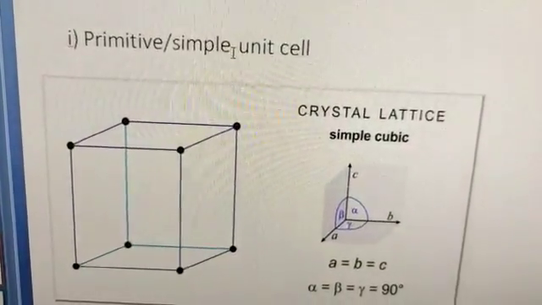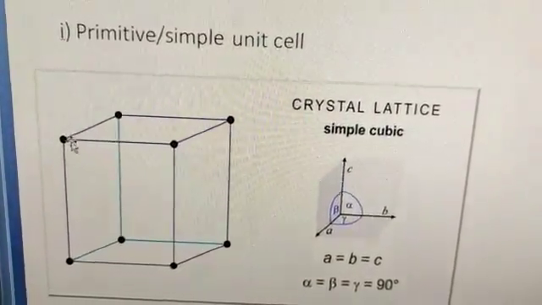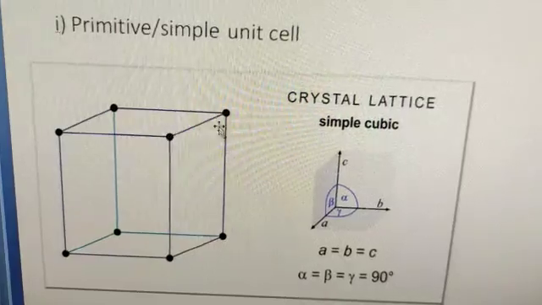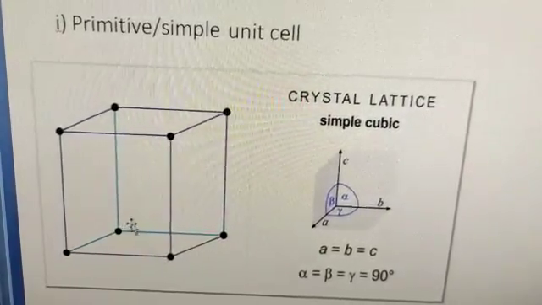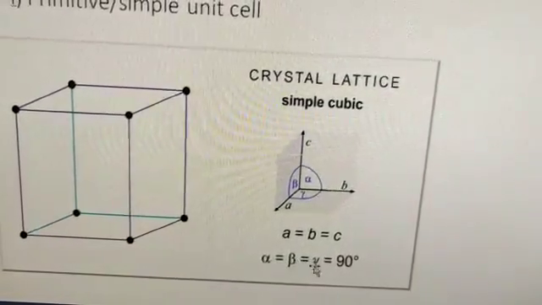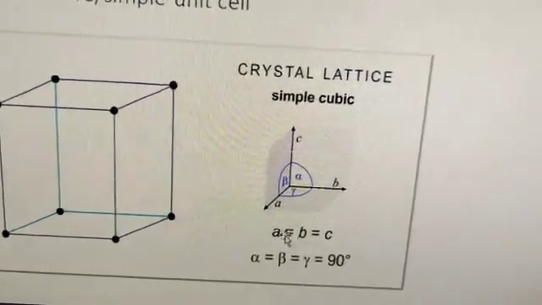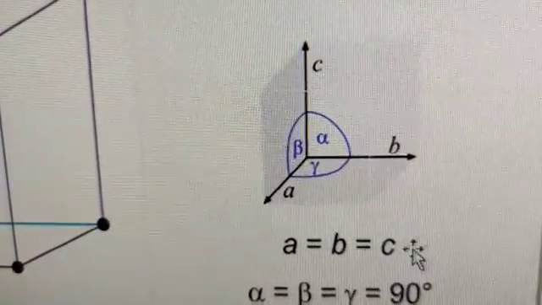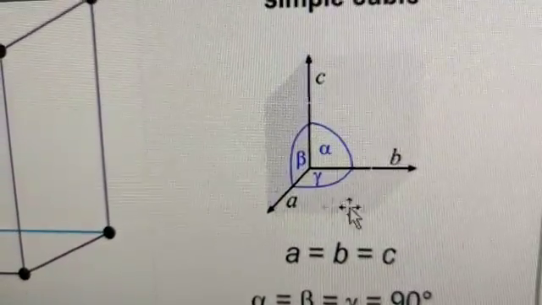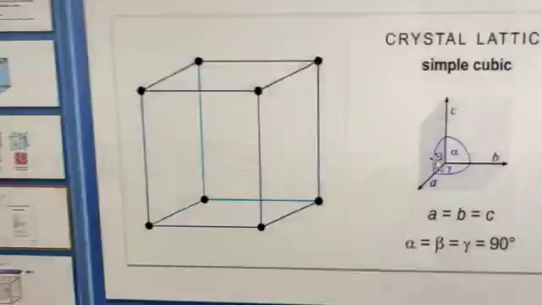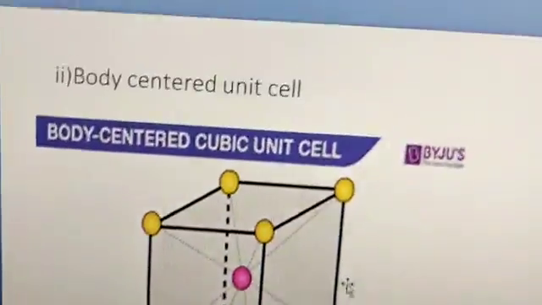Now see the first case, that is the primitive or simple unit cell. Here the atoms occupy all the 8 corners of this unit cell in this way. So you are getting the angles alpha, beta and gamma equal to 90 degrees. Same for the edge lengths, A equal to B equal to C, means whatever the edges are, they will be equal to each other, in the case of this simple cubic cell.